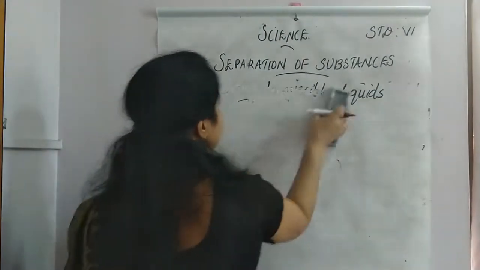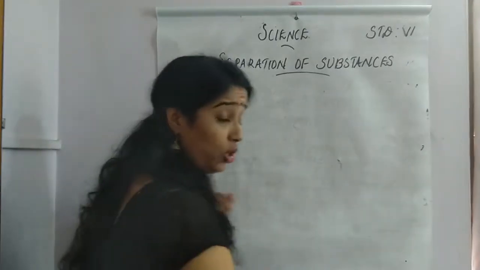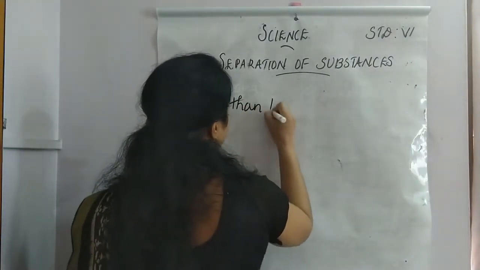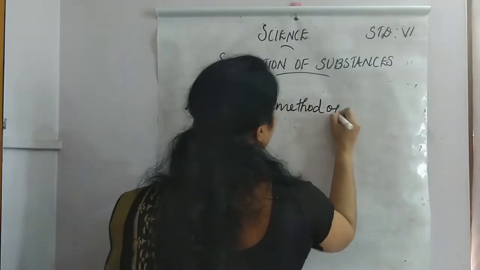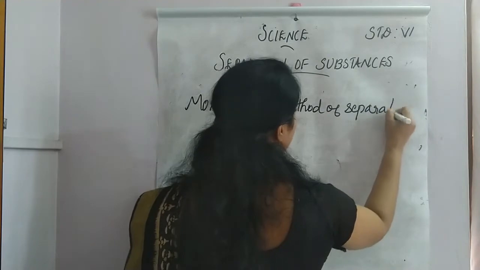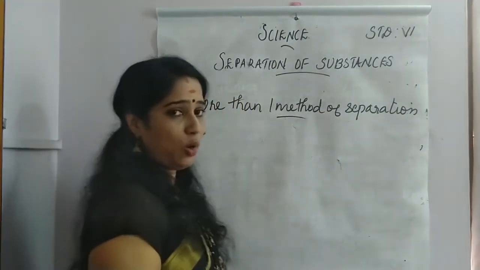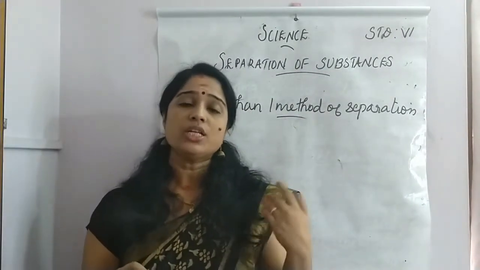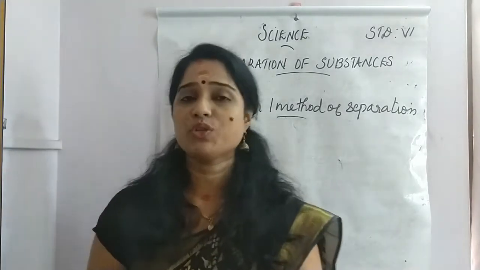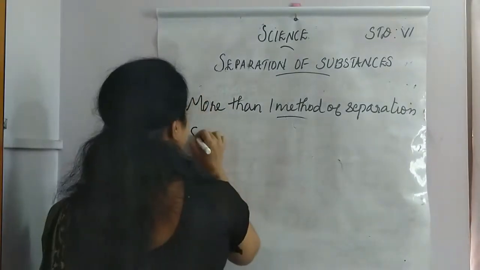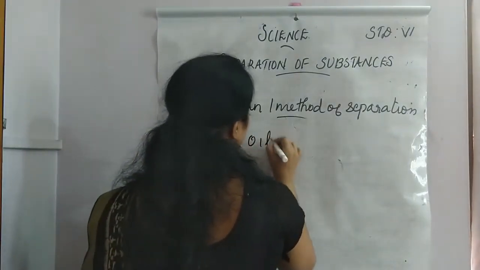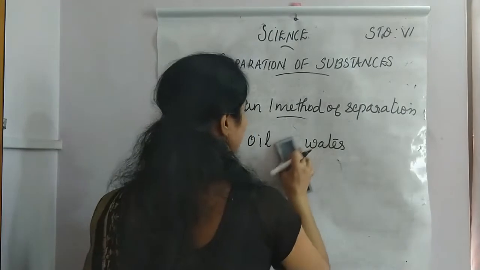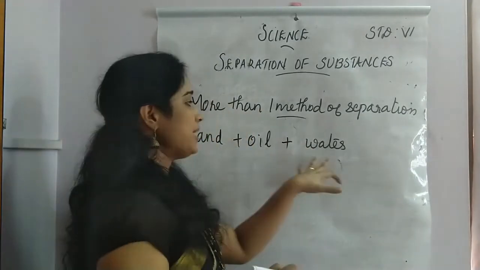Now we can go to another section. For separating some substances, we are supposed to use not only one technique, but more than one method of separation. In some situations, we are supposed to do it. Normally, we have already discussed only one type of separation. But to separate some types of substances, we are supposed to use what? Sometimes three different types of separation. For example, when sand and oil are seen in the water, how will we separate these three? Oil, sand, and water.